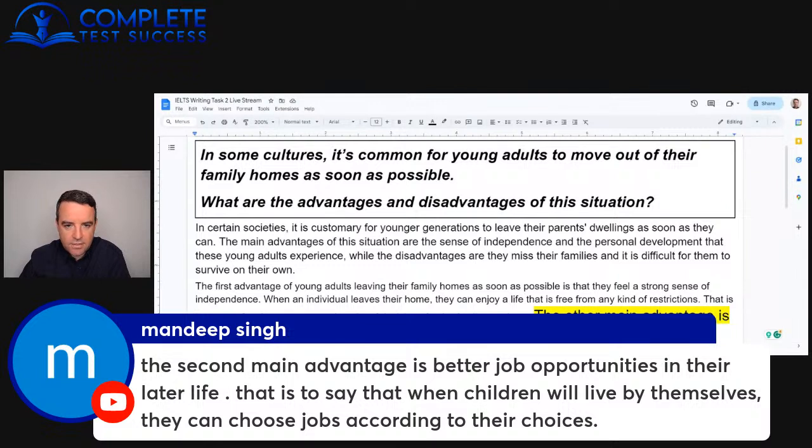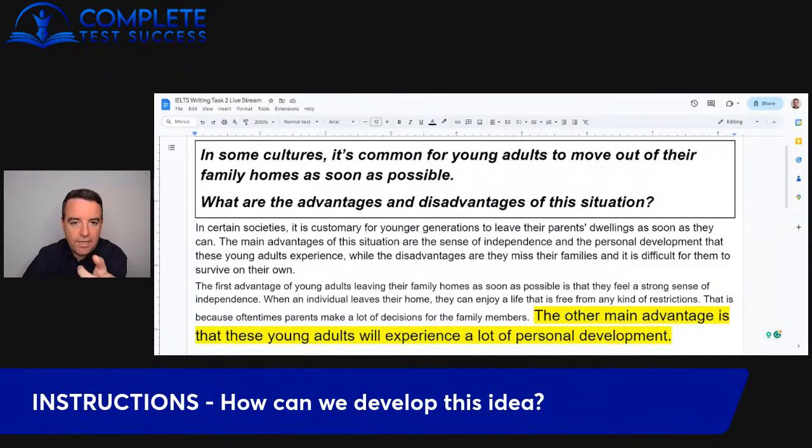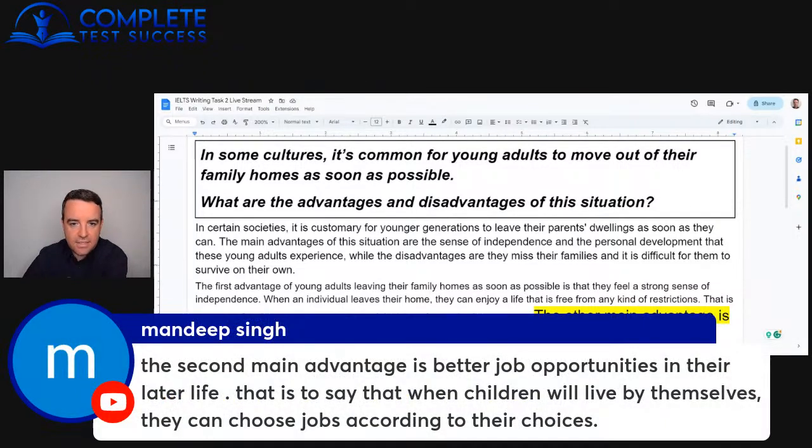The second main advantage is better job opportunities in their later life. That is to say that when children will live by themselves, they can choose jobs according to their choices. Okay. I think this is independence as well, though. So that's not a second idea. We already talked about independence as the first idea, and this is independence as well. So no, we wouldn't go with that.